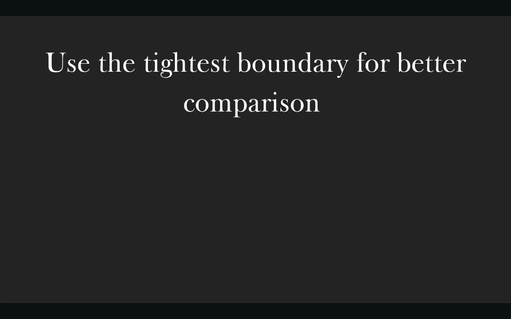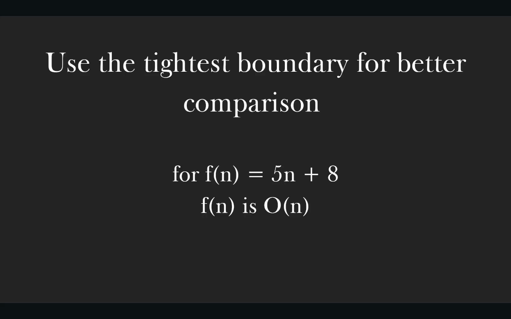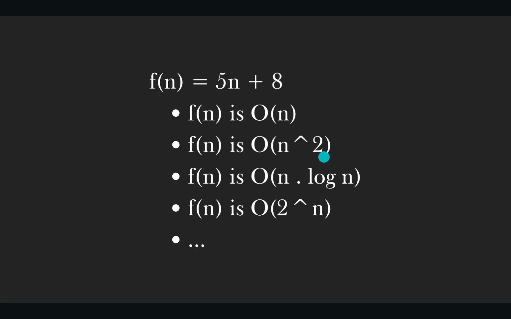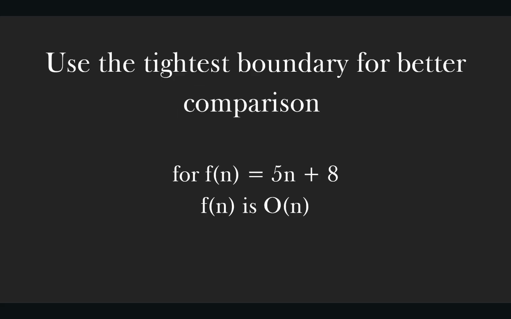Therefore, when you are getting the upper boundary, you should always go for the tightest boundary. Other boundaries are also correct. n squared, n times log n, 2 to the power of n, they all act as an upper boundary for this fn, for this example. But we need the tightest boundary. So therefore, we go for big O of n, not n squared or any other one. All right. So that's all what big O notation is.